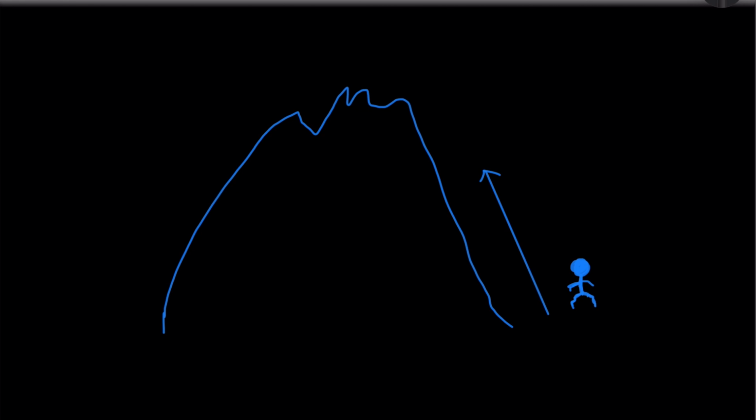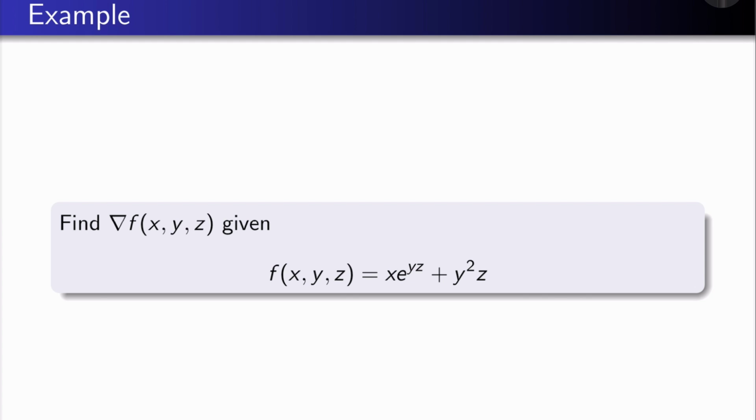Suppose we want to climb this hill. Now the gradient vector will point to the direction which, when taken, will get us to the top of the hill more quickly. So it points to the direction of the steepest ascent. That's the main idea behind the gradient vector. Now let's try some examples on finding the gradient vector.